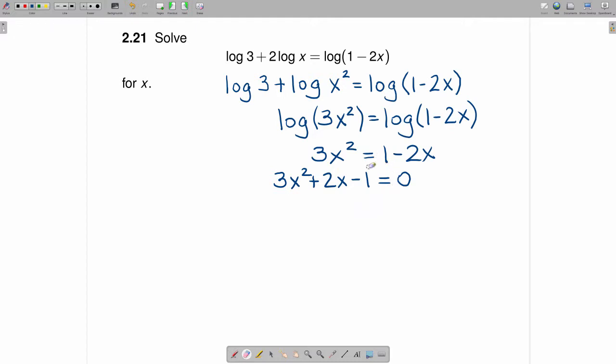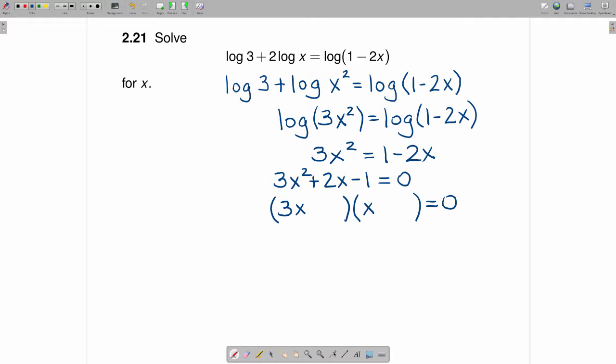We can solve this in one of three fashions. We can solve it by factoring, or completing the square, or the quadratic formula. Let's see if this factors first, because that's usually the easiest way. There's a 3x and an x. This one has a slightly more complicated sign pattern because there's a plus and a negative here.